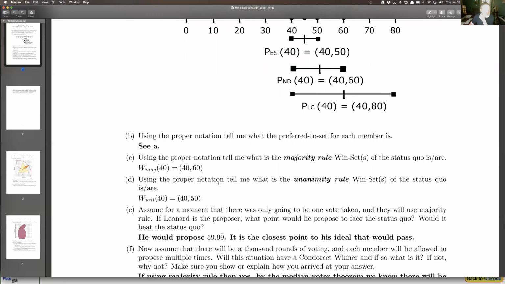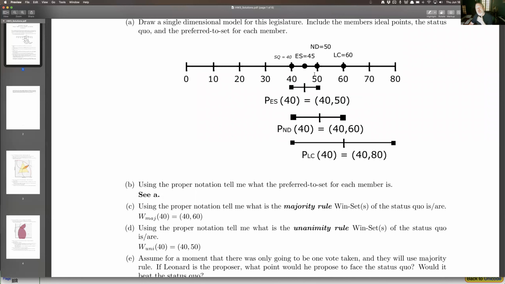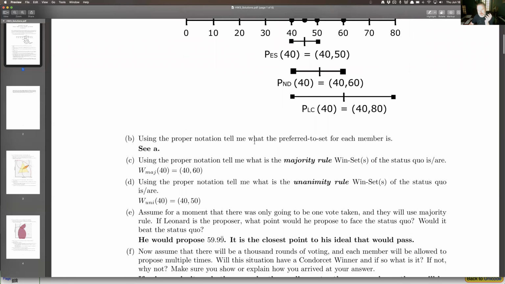The next question, part D, says, tell me what the unanimity rule win set is. And we already talked about that, right? We talked about how there are 3 overlapping preferred-to sets for everything between 40 and 50, but not including 50, because 50 makes Elliott Smith indifferent. We don't know what he would vote for. So the win set for the unanimity rule is where all 3 of them would vote yes over 40. So it's everything between 40 and 50, not including 40 and 50. And that happens to correspond to Smith's preferred-to set, all right?